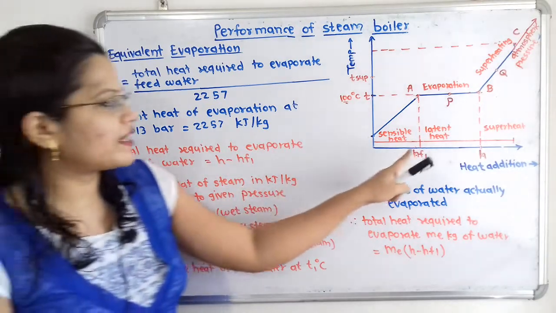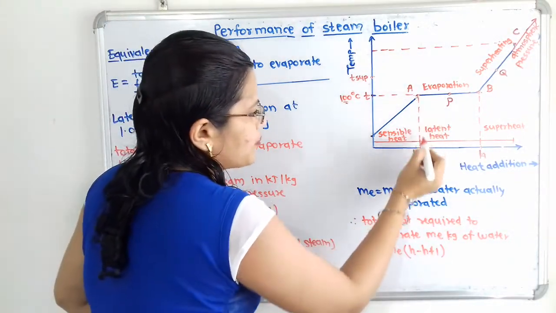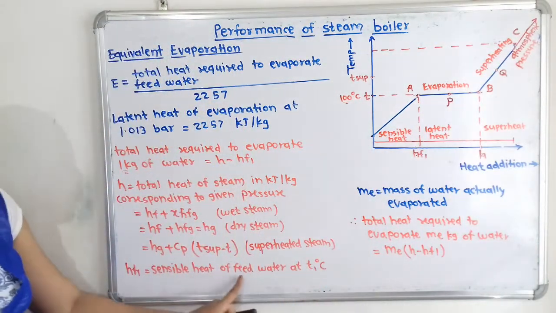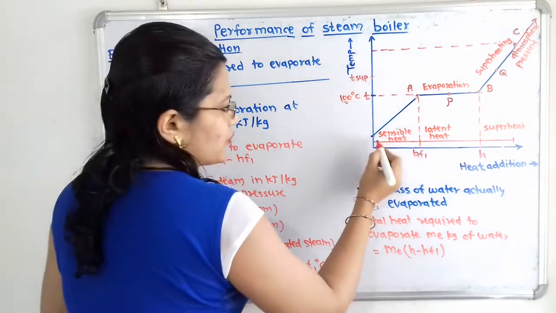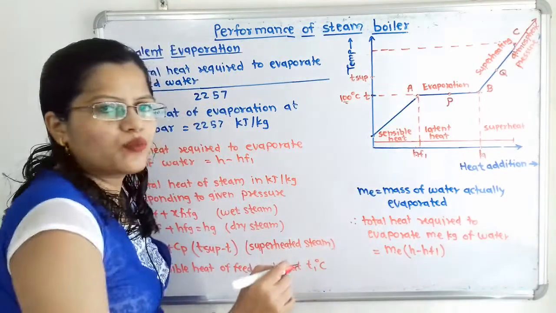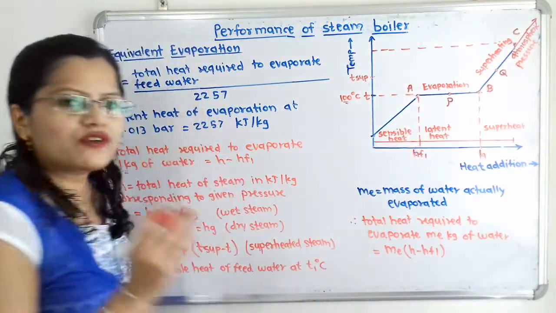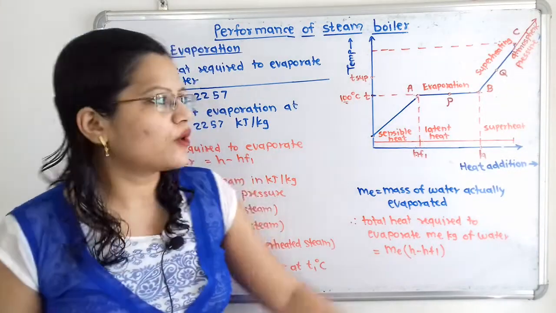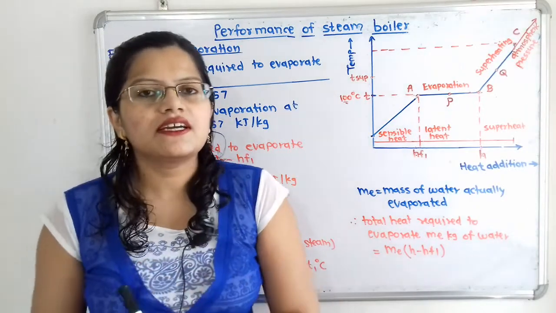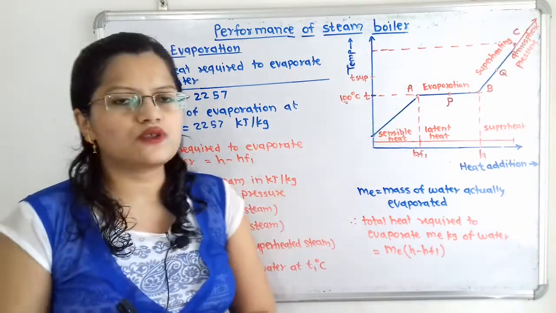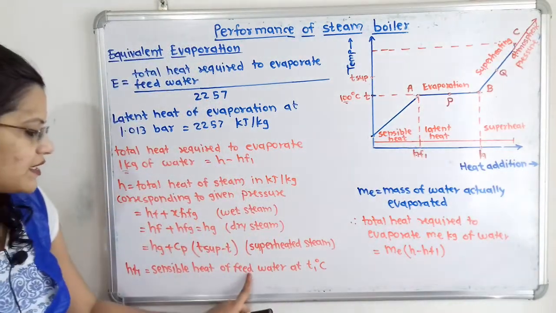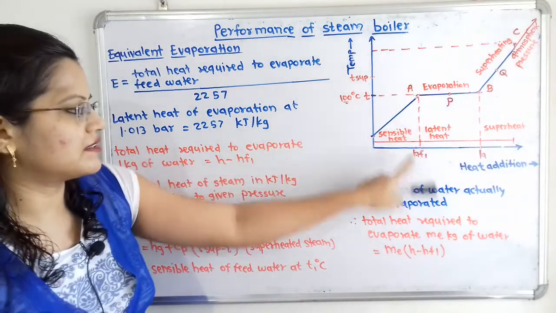Now what is the value of HF1? If we observe, enthalpy at point A is nothing but HF1. So this is the sensible heat of feed water at T1 degrees Celsius. So we know that here is the sensible heat, as the water temperature is getting increased, up to the boiling point of water. This boiling point of water is different at different pressure. At atmospheric pressure it is 100 degrees Celsius, but when the pressure differs, then this boiling temperature also differs. So we have to take the boiling point of water, that is the sensible heat of feed water at T1 degrees Celsius.